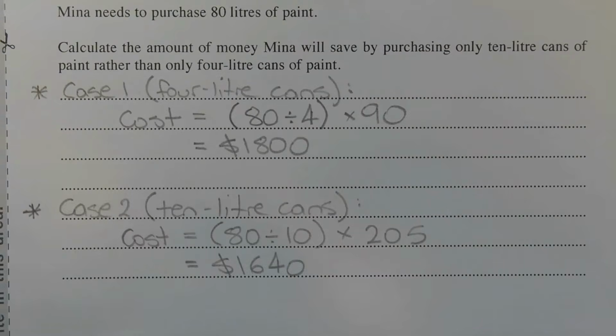There are 2 cases to consider. In case 1, Mina buys only 4-litre cans. So to work out the cost, we need to work out how many cans she needs to purchase. So she needs 80 litres of paint. Each can has 4 litres of paint.